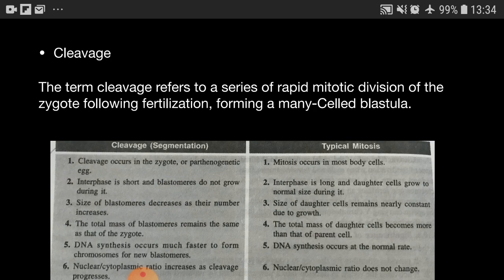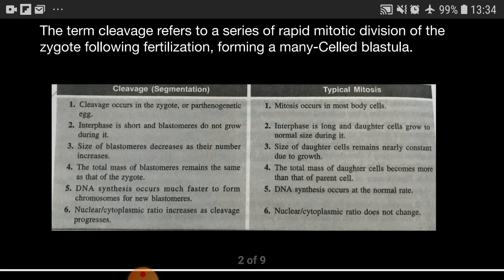So, what is cleavage? This term refers to a series of rapid mitotic divisions of the zygote following fertilization, forming a many-celled blastula. Now, here you can see the differences between cleavage and regular mitosis. What is the difference? Cleavage occurs in the zygote or parthenogenetic egg, whereas mitosis occurs in most of the body cells.